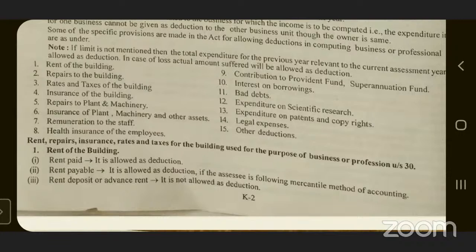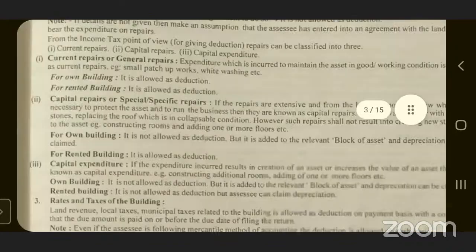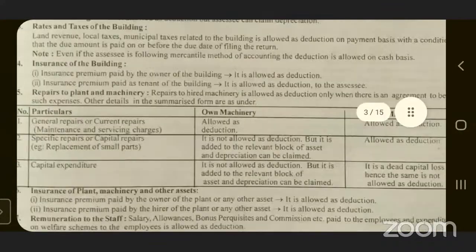So let us see a sample thing. Rent of the building. Whatever amount is paid as rent will be allowed as deduction because he has taken a particular building on rental basis in order to conduct the business. So whatever rent he is paying, means the assessee is paying for the purpose of business, will be allowed as deduction from the business income. So likewise, many rules and regulations are there.